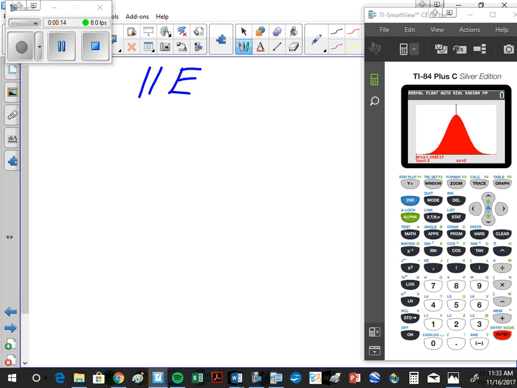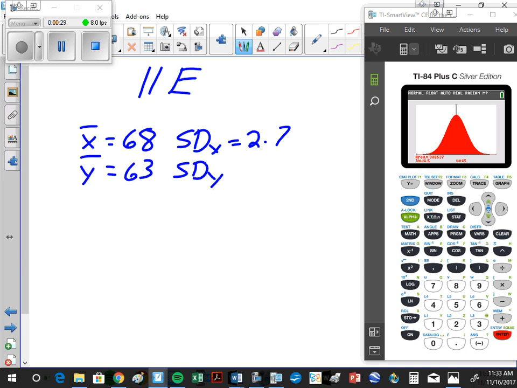So we have number 1, x bar is 68, and the SDX is 2.7. And y bar is 63 with an SDY of 2.5, and we have an R value of 0.25. That's a pretty terrible regression correlation coefficient, right? This is not very correlated, but there is a positive trend. So letter A, what percentage of the women were over 5 feet 8 inches tall?